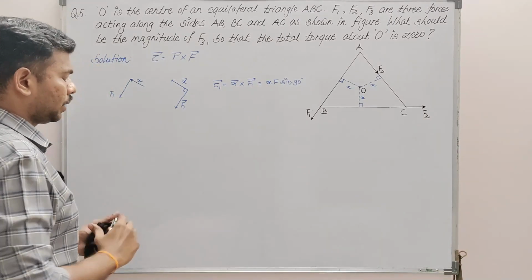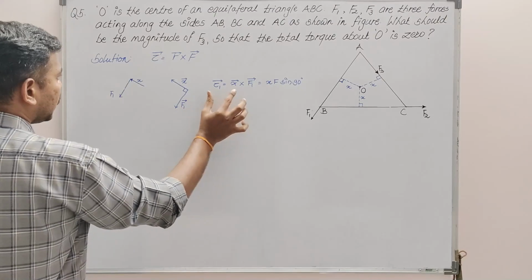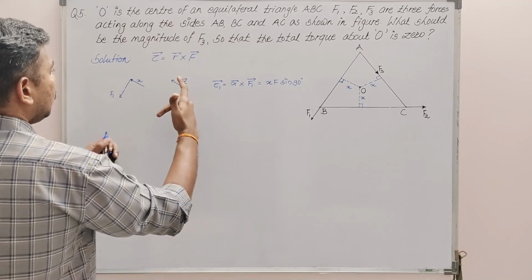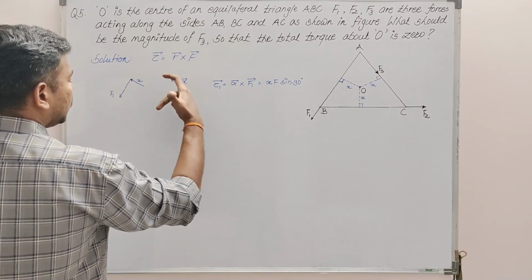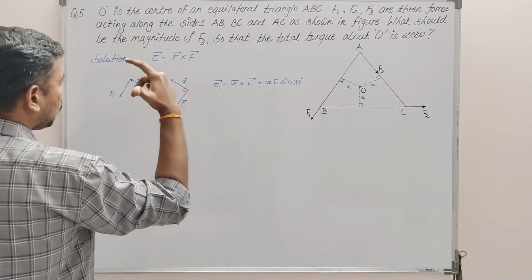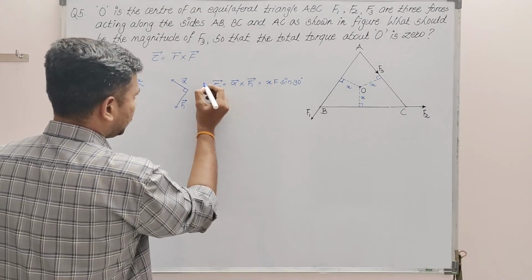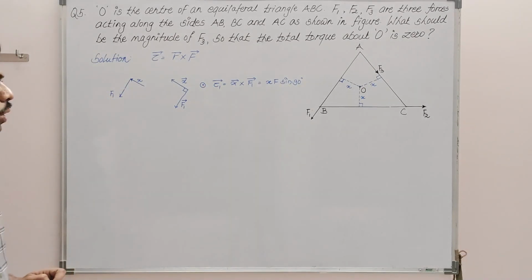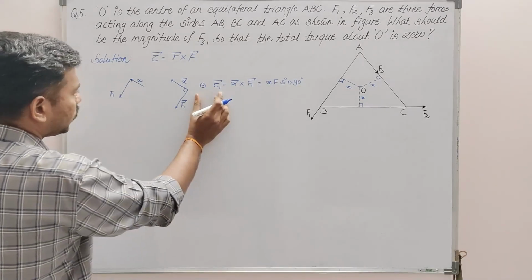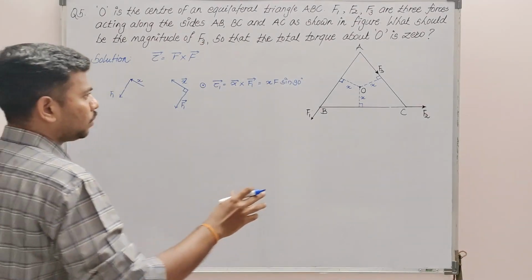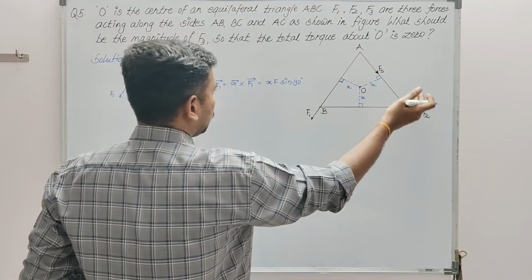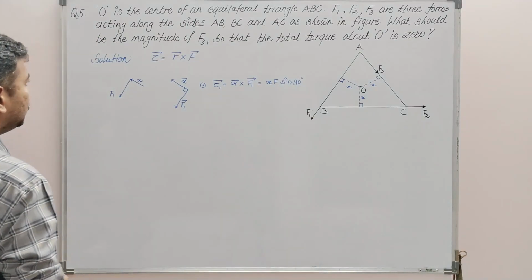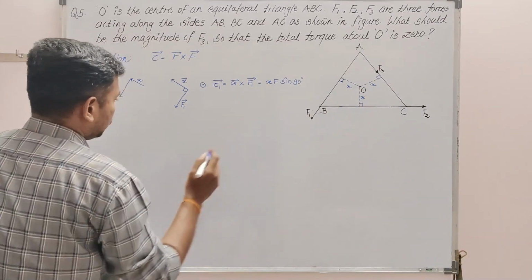But what about its direction? According to the right hand thumb rule, we can use X as the first finger, then F1 as the next finger, so that the thumb will represent the direction of torque. So the torque is coming outside. It means we can use this symbol for the torque coming outside. So in this way, we got the direction of torque here. In the same way, we have to find the direction and the magnitude of torque 2 and torque 3 due to F2 and F3 respectively.